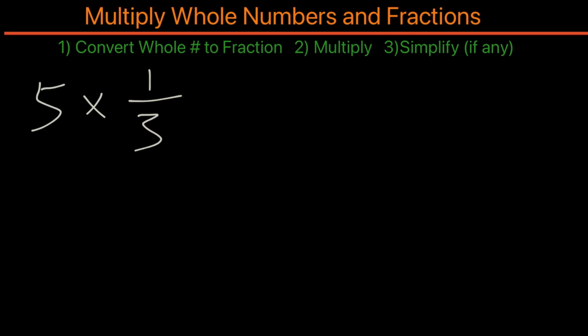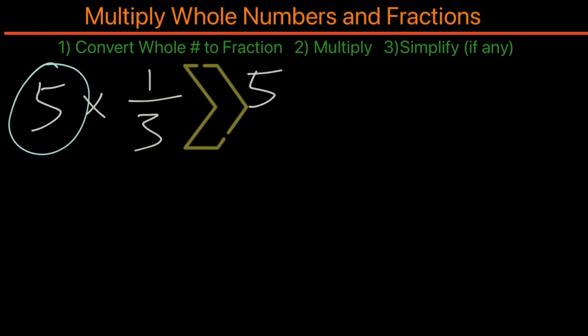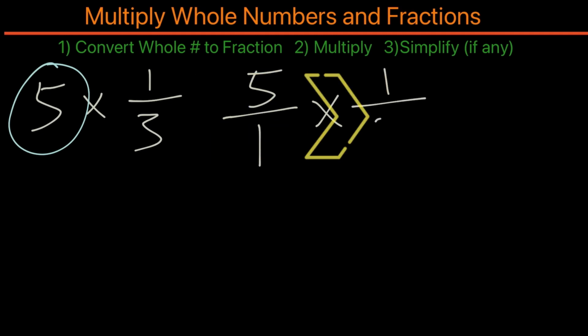5 times 1 over 3. In this case, we can see the 5 is a whole number. So we need to convert the 5 to fraction before we multiply them together. So 5 will be converted to 5 over 1 times 1 over 3.